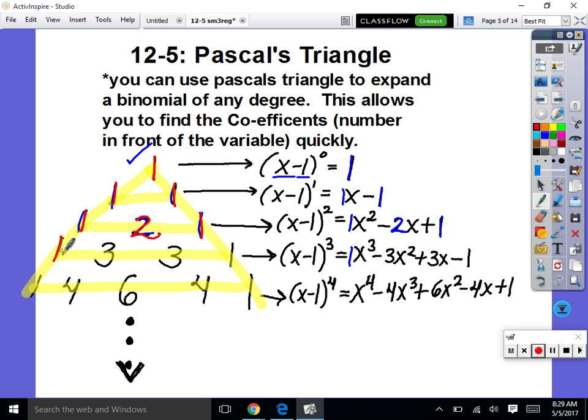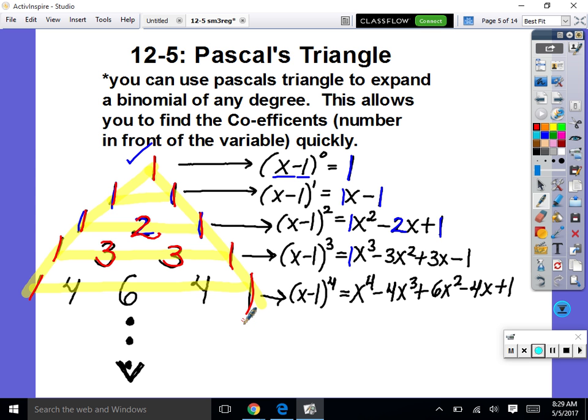2. We put ones on my diagonal, then you add the ones above it. 1 plus 2 is 3, 2 plus 1 is 3. You see how this is working, creating a triangle. We put 1s on our diagonal, we add 1 plus 3 is 4, 3 plus 3 is 6, 3 plus 1 is 4, and we have our 1s. This continues forever, so we can go to any degree here.